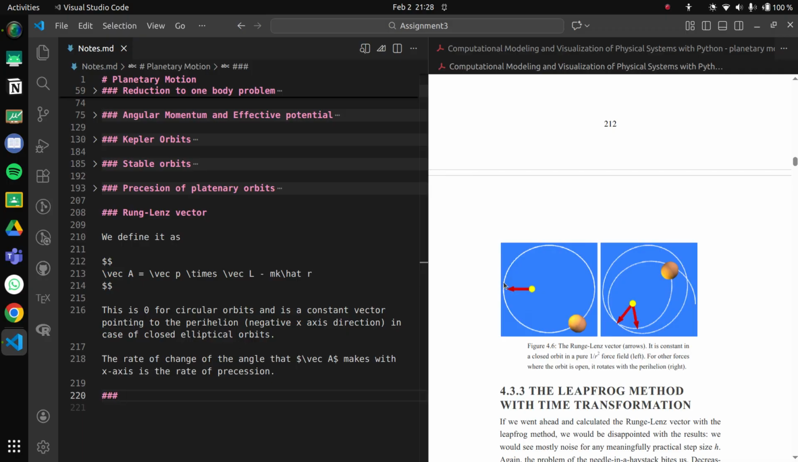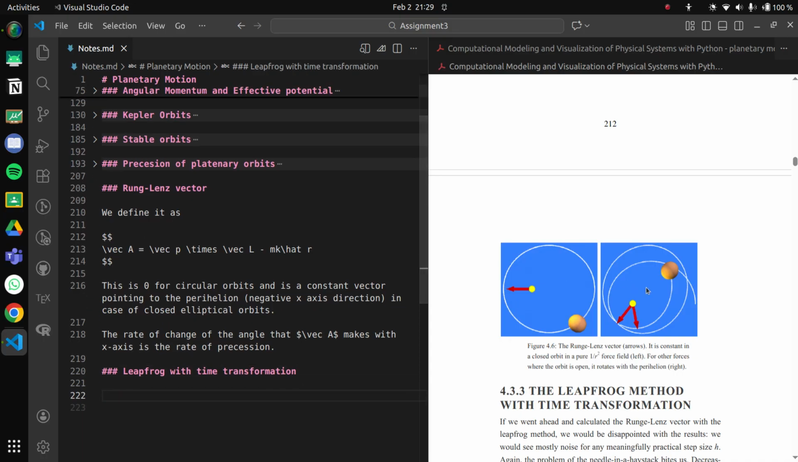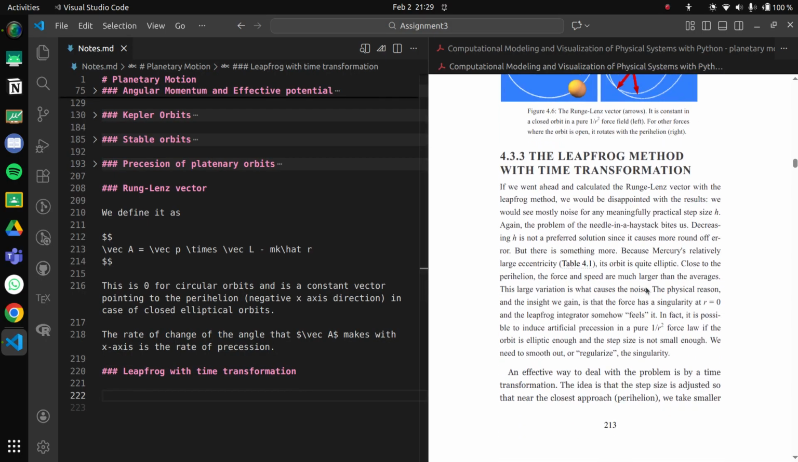So the other thing that you need is a slightly modified version of the leapfrog. This is the leapfrog with time transformation. This is what I read during dinner. If you went ahead and calculated the Runge-Lenz vector with the leapfrog method, we would be disappointed with the results. We would see mostly noise for any meaningful practical step.